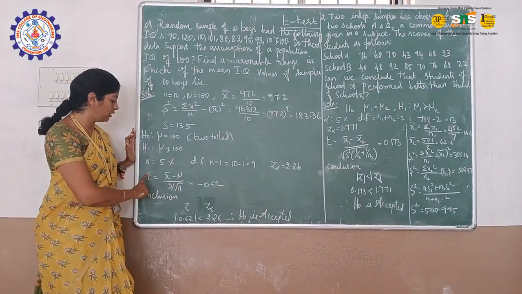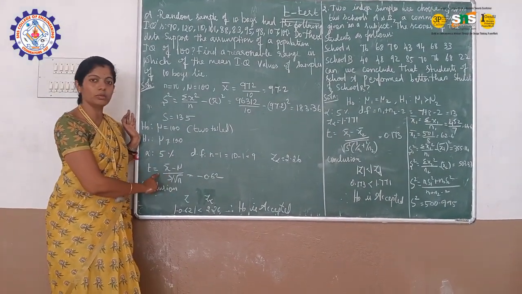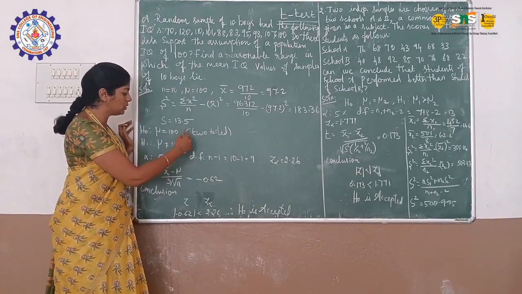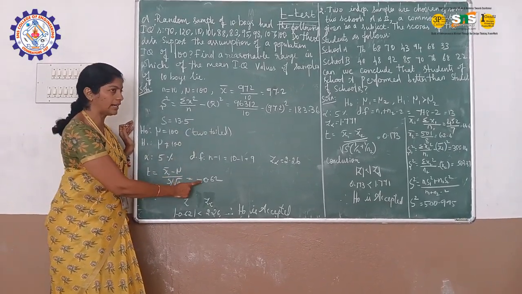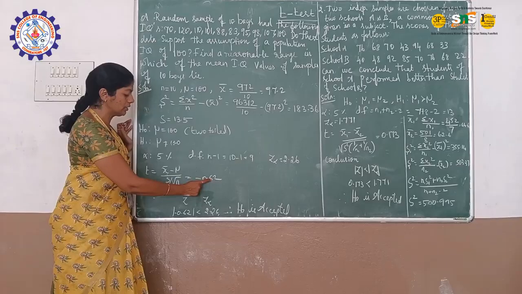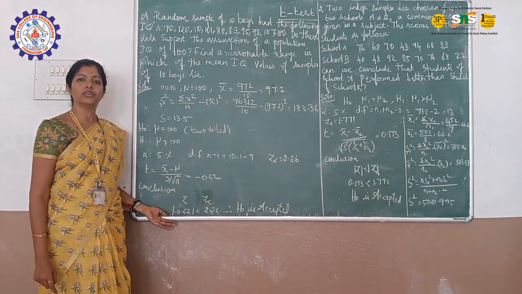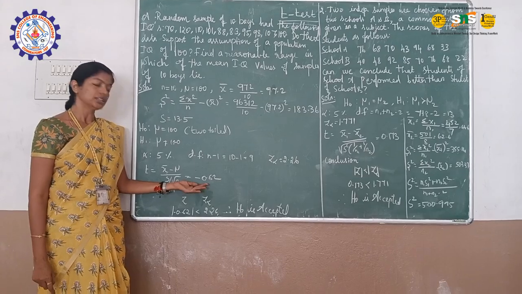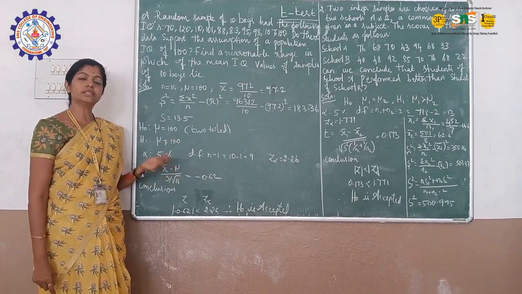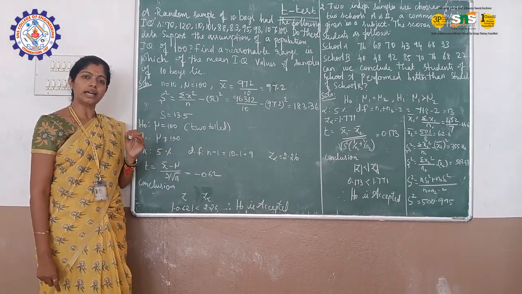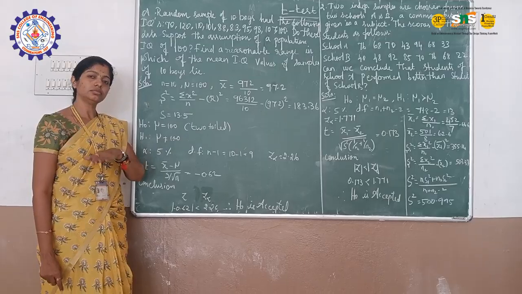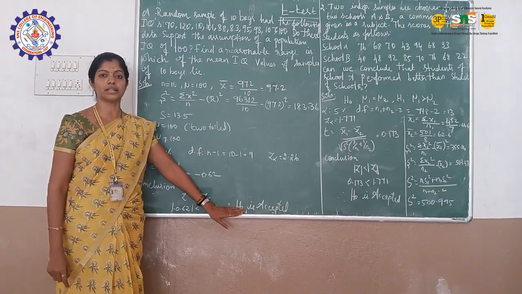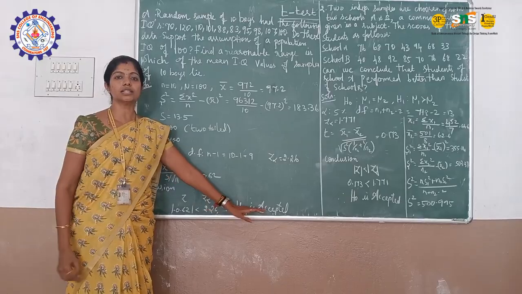Then we have to move for the test statistic. This is the formula: x bar minus mu by s by root of n. We are having all those values, we have to substitute here. We are getting here minus 0.62. Then we have to move for the conclusion based on the table value as well as calculated value. Always we have to get calculated value less than table value. If you are getting less than, we can say here H0 is accepted. Otherwise we have to say H0 is rejected.